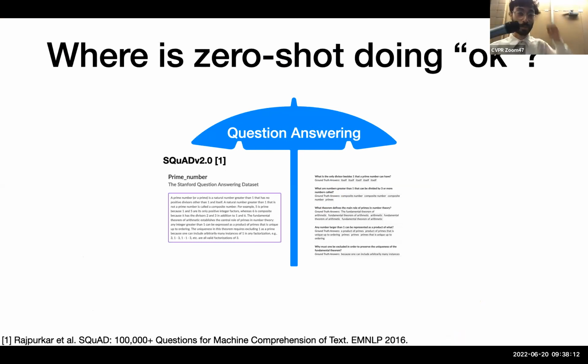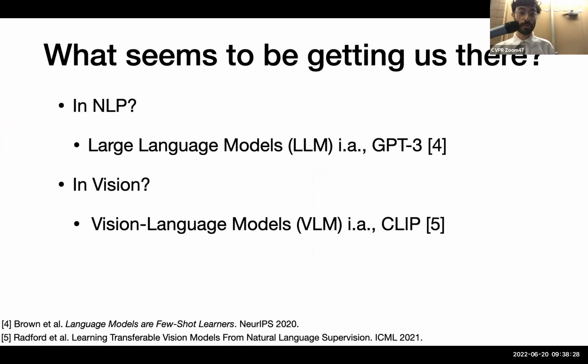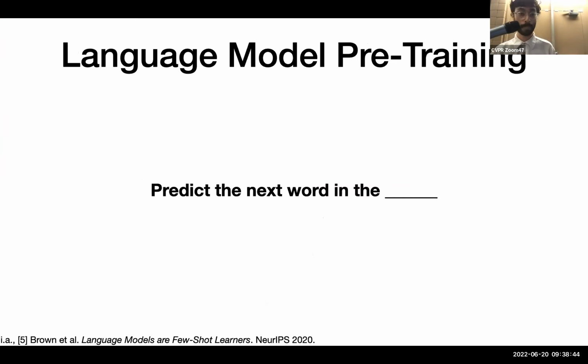Okay, so I'm going to breeze over this, but here are a few success stories in zero shot doing okay. Question answering in NLP seems to be on the right track, and then image classification in the vision world. So what seems to be getting us here, at least on the objective side? I'm going to talk about two high-level objectives. The first is language modeling, and the second is the vision-language contrastive objective used in CLIP.